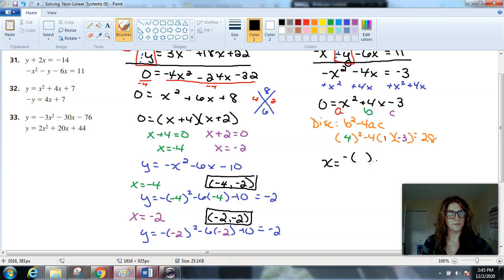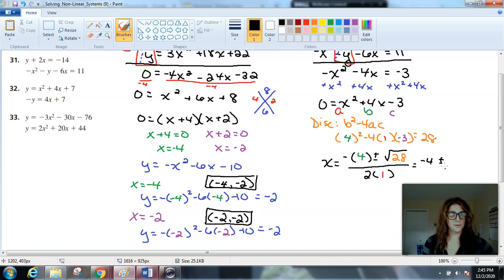Okay, so negative of b plus or minus the square root of my discriminant all over 2 times a. Okay, and again, I'll fill in all those values I know. B is 4, the discriminant is 28, a is 1. And then from here, we're going to work on simplifying and reducing that.